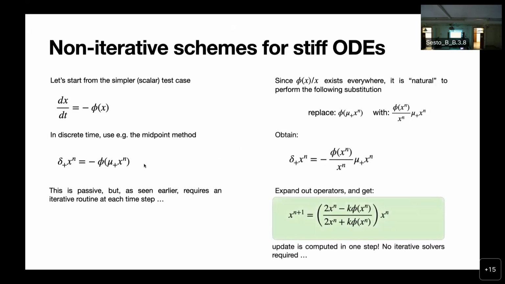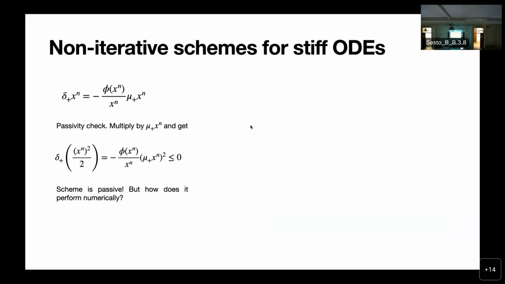So you replace, instead of writing this, you write this. And now, if you expand out the operators, you see that xn plus 1 is computed using very simple operations. Just multiplications, sums, and differences. So you don't need to do Newton-Raphson anymore because you can just compute the update in one single iteration. So that's pretty cool. The scheme is passive in the sense that, again, you have an energy that decays over time, so that's great.